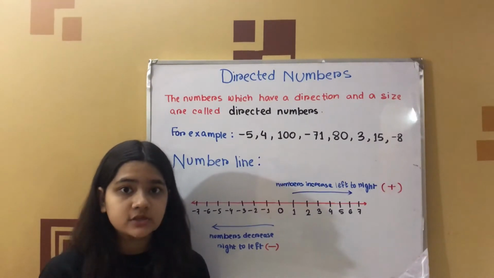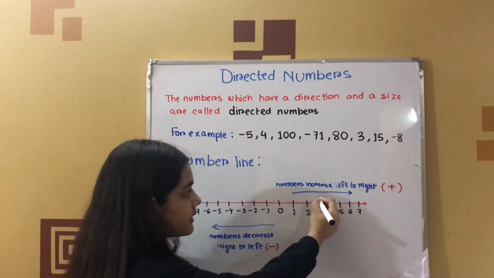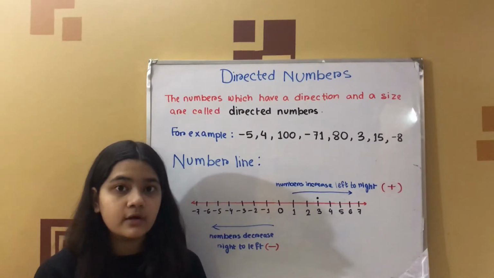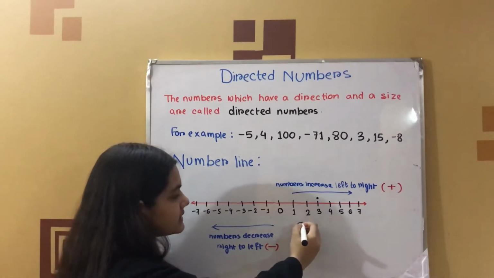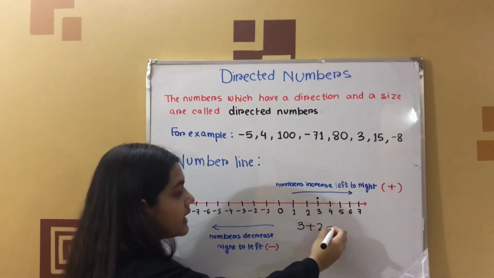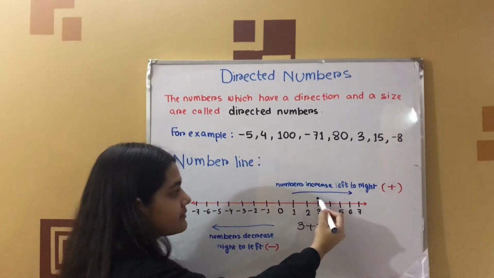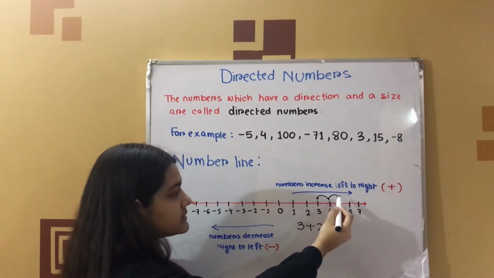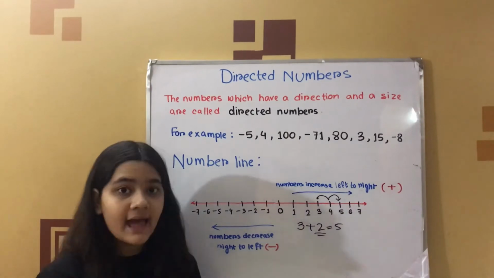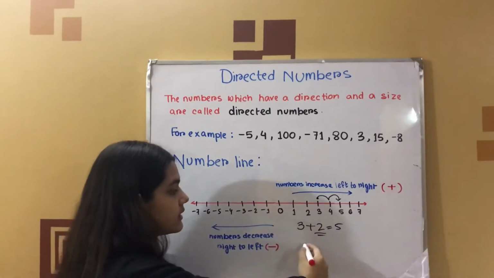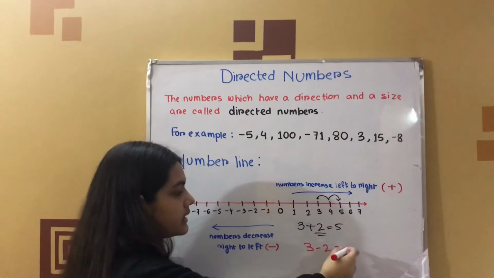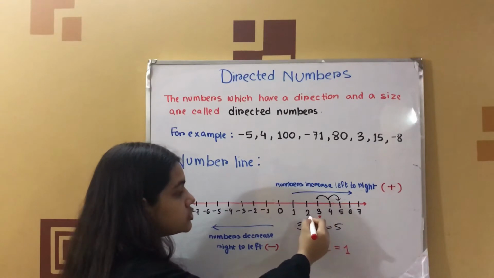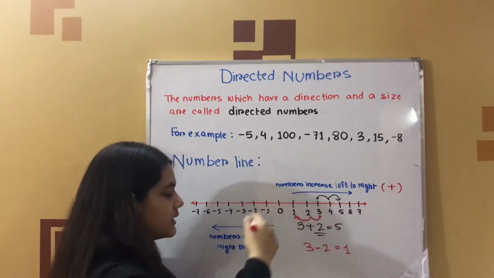For example, let's start at the point 3. If we add any number to 3, that means 3 will get bigger. We are doing addition. For instance, if we add 2 to 3, then it will become 5. That means the number will move 1, 2 places because plus 2. And if we are subtracting 2 from 3, we will get 1. That means the number will move 2 places to the left.